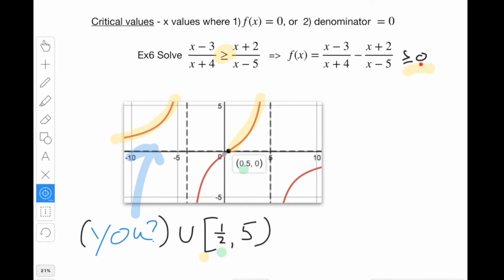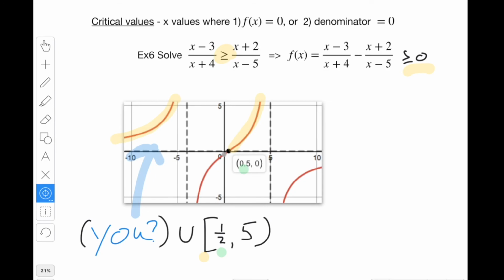When is this all going to be greater than or equal to 0? Well, I see two intervals on the graph where they are greater than or equal to 0. This one right here and this one. This one right here can be described as the interval from 1/2 to 5. And remember, we got 1/2 from solving this equal to 0. We're just looking at the graph and using Desmos. And we're also going to include 1/2 because it could equal 0. So that's why we use a bracket. We're going up to 5. We're not including 5 because 5 is actually an asymptote.